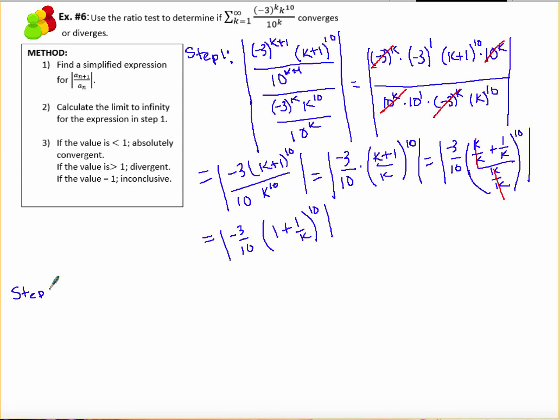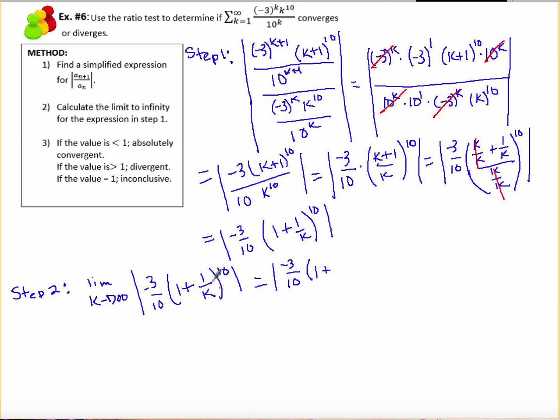Step 2 is where we take the limit. So let's take the limit as k goes to infinity of this beautiful absolute value that we have just simplified. So when we do that, the absolute value of negative 3 tenths is going to stay. I haven't applied the absolute value yet. We know that's going to become positive, but I'll save it for our last bit. And then 1's going to stay the same.